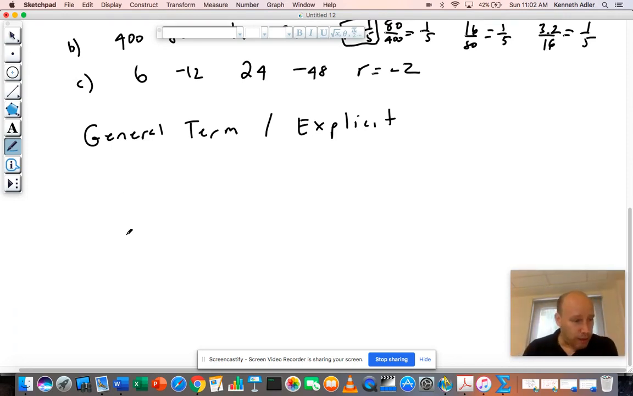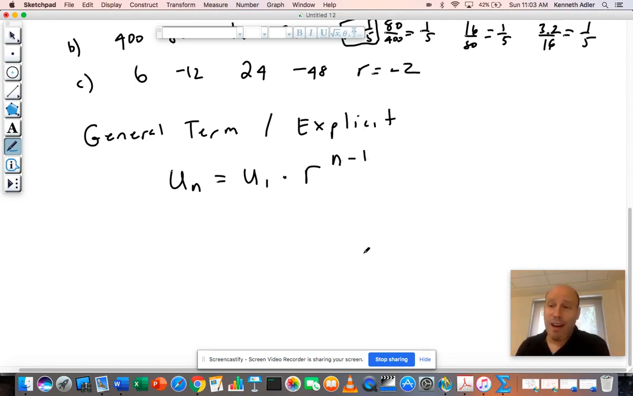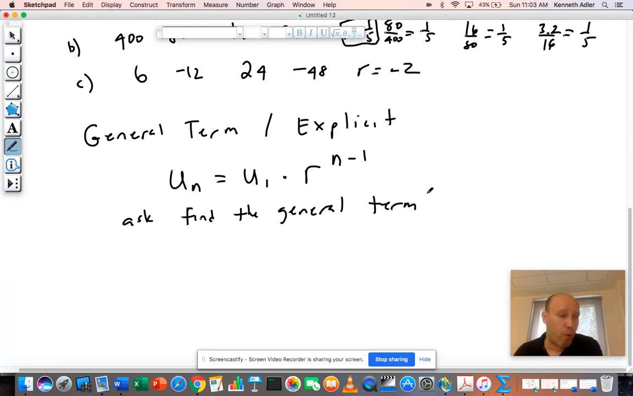So to get the explicit term, once again, we know what the recursive formula looks like. The general term is u of n equals u of 1 times r to the n minus 1. It looks exactly like the arithmetic sequence, except instead of jumping by addition, we're jumping by multiplication, right? So, for example, they ask: find the general term. That simply means come up with a formula.